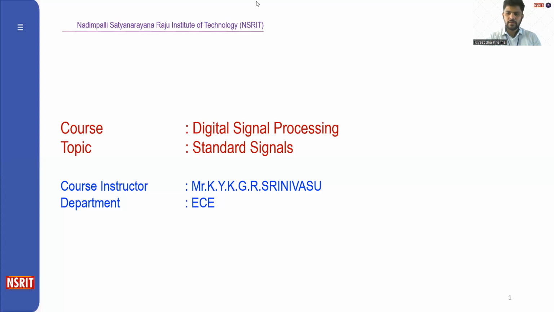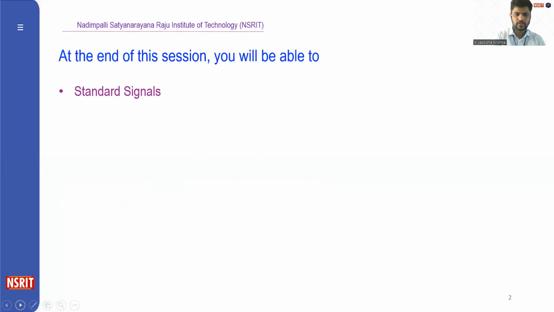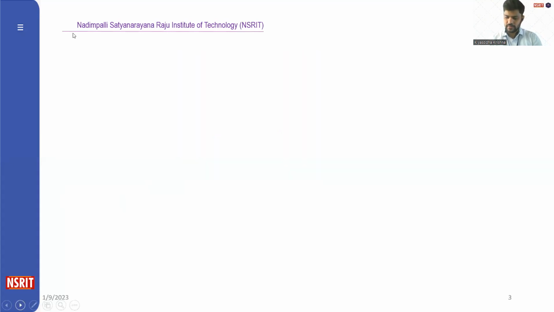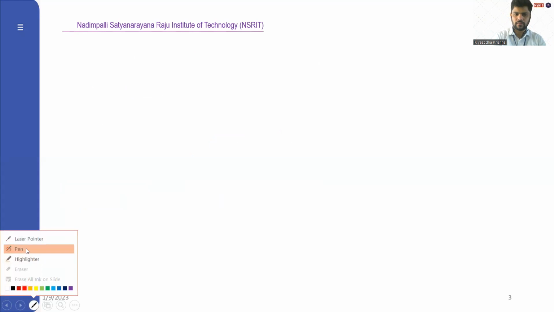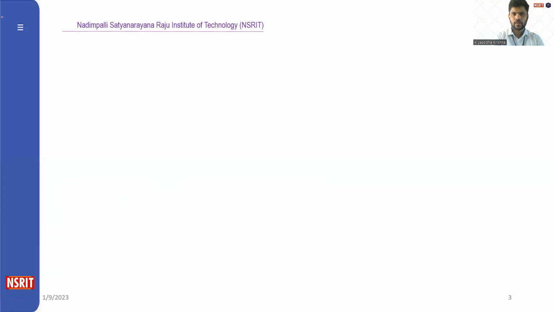Today we will discuss the concept of standard sequences. What is the main agenda? At the end of the session, we will be able to learn standard sequences. So why do we learn standard sequences? That is the more important point, because for every concept we should know why we learn it. So here I am telling that.